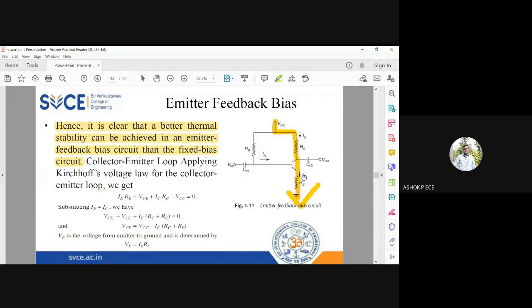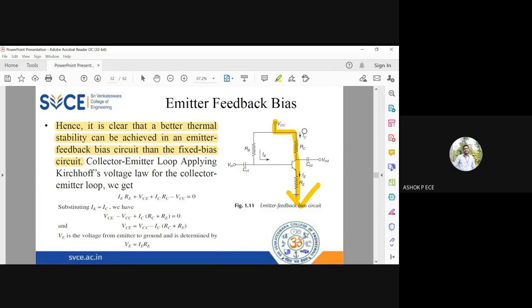Again, two voltage sources you have, VCC and VCE. VCE is not marked explicitly here, but you should not neglect the voltage source VCE at the collector side. So two voltage sources opposing. So VCC minus VCE equals IC into RC plus IE into RE. And through each resistance, whatever current is flowing, you consider that.